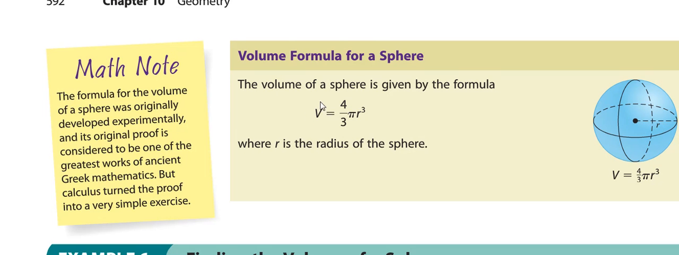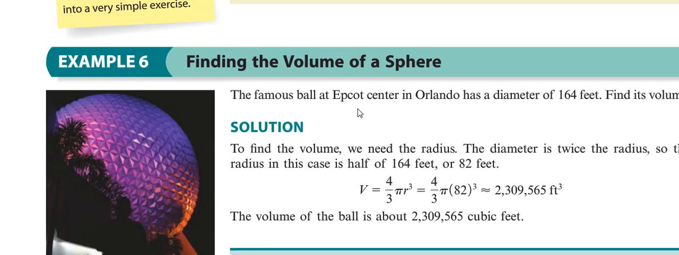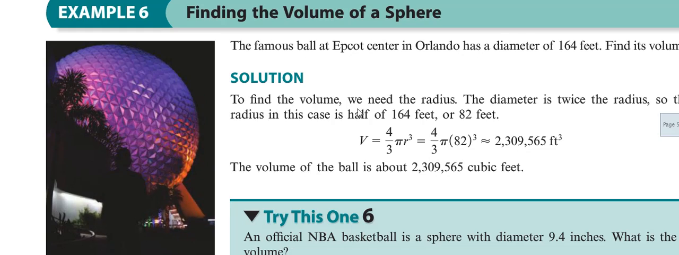The formula for the volume of a sphere, as you can see there, is V equals 4/3 pi r cubed. This formula would tell you how many unit cubes will fit inside that sphere. Here's an example. The famous ball at Epcot Center in Orlando has a diameter of 164 feet. Find its volume.